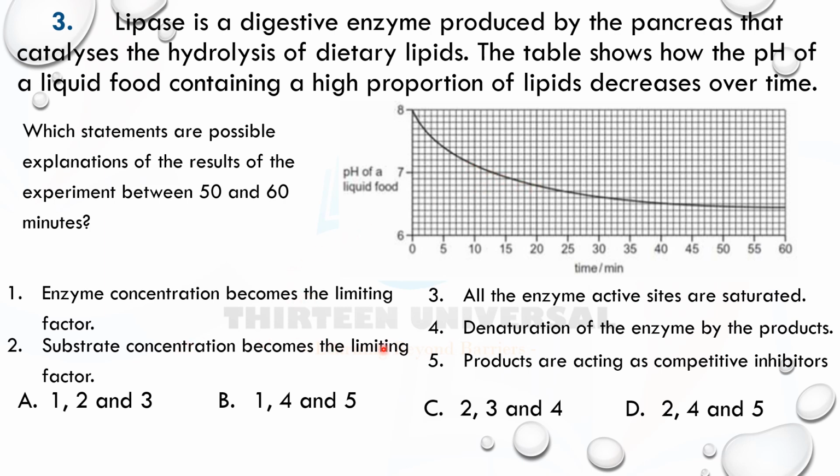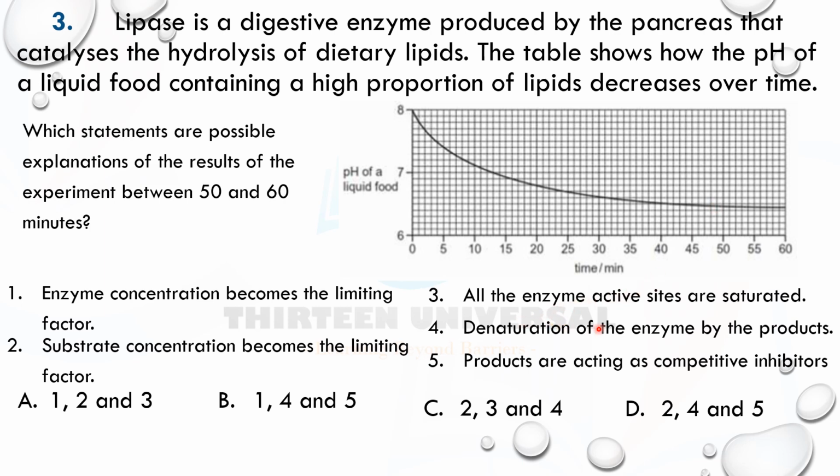Substrate concentration becomes limiting factor. Yes, it's possible that all the lipid has been broken down. So this remains constant, so 2 should be there. 3 says all enzyme active sites are saturated. No, we are not increasing the substrate concentration. If we were increasing the substrate concentration, you could say that all enzyme active sites are saturated, but we added a fixed concentration of the substrate. So this is not correct.